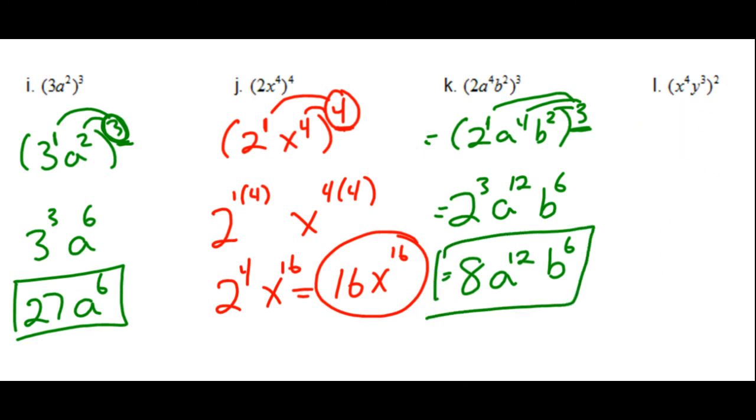Last one over here. We have x to the 4th, y to the 3rd. And again, I'm going to write it bigger just so you can see it better. All raised to the second. So all this raised to the second, again, outside exponent, right? Multiply to every exponent inside. So x, 4 times 2 is 8. Y, 3 times 2 is 6. And we're done.